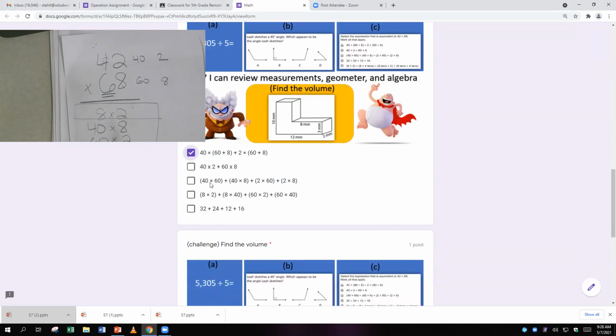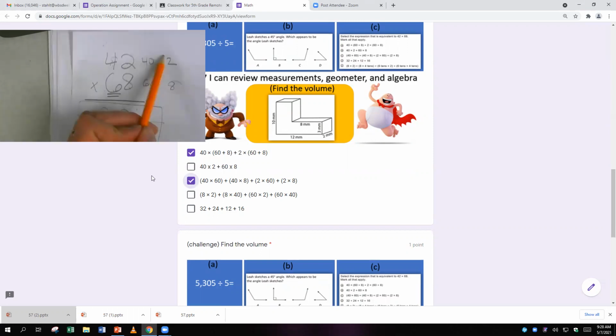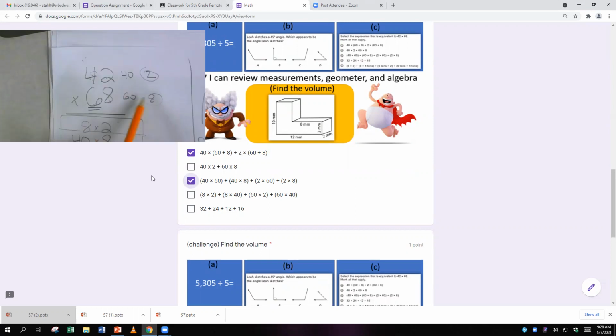What about down here? 40 times 60 plus 40 times 8 plus 2 times 60 plus 2 times 8. Does this hit all of them? Yes, it does. This one works. What about 8 times 2 plus 8 times 40 plus 2 times 60, 2 times 8?